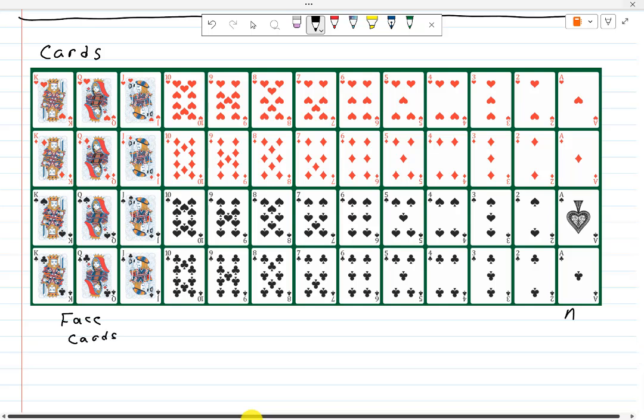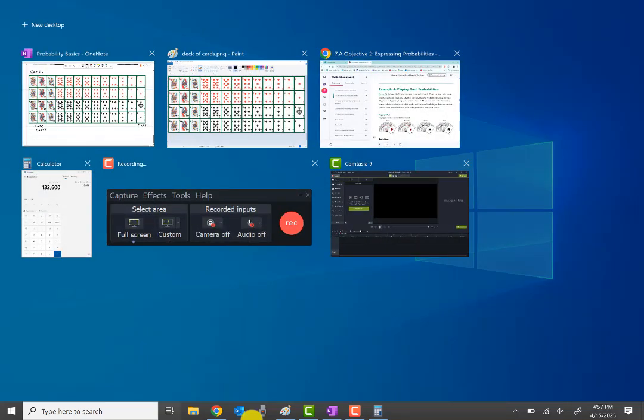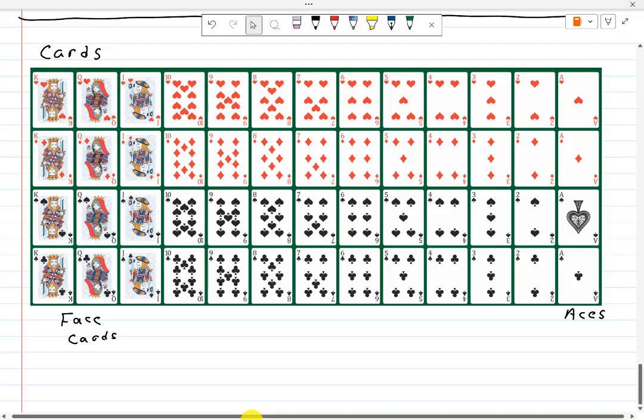And then these guys down here are called aces. If you'll notice, we have various colors for all these things. Let's see, we have this here. The first row are called hearts. The second row are called diamonds.